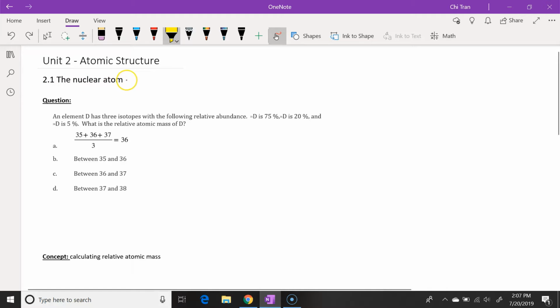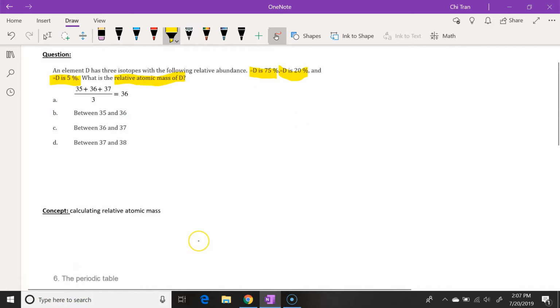This video is about the nuclear atom. So the keywords in the question are the values given of the isotopes and their relative abundance. And the question is asking us to find the relative atomic mass. So the concept of this question is how to calculate relative atomic mass.